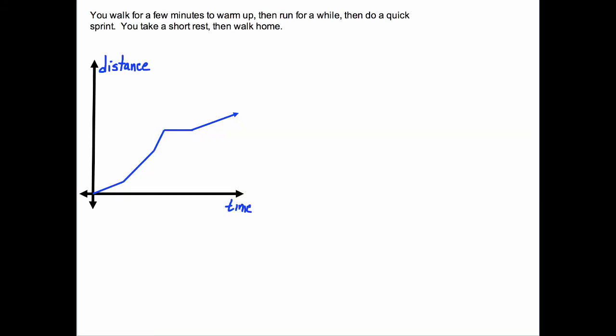Here's what the distance-time graph looks like. This first section here is where you were walking. The second section here is where you were running. And you can tell that the running part is faster because the slope is higher. So this is the walk. This is the run. Here you're sprinting. Here's where you stop. And then here's where you walk home.